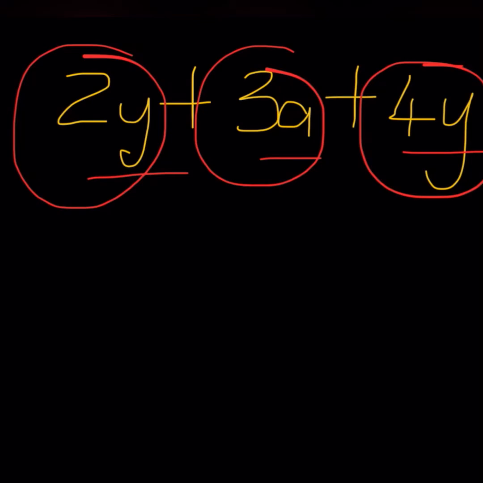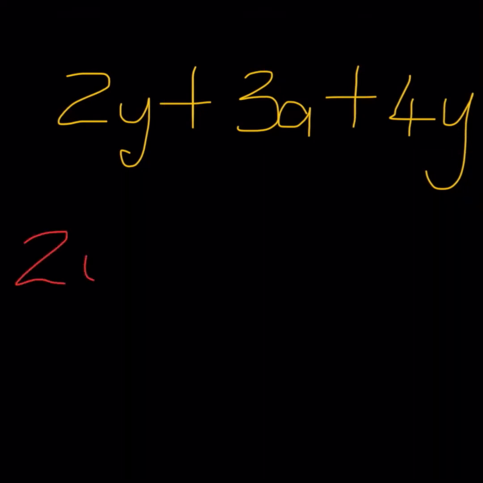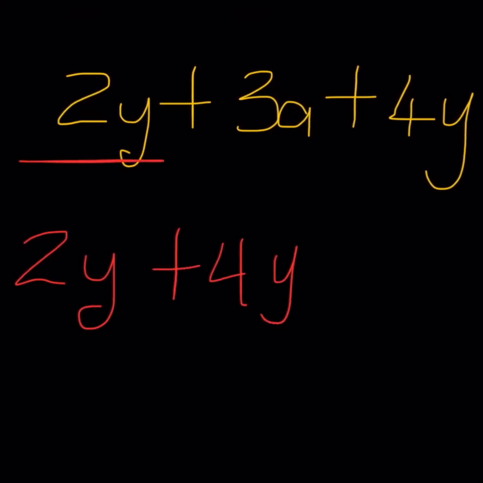So now we can group like terms together. So we have 2y plus 4y. So these two are like terms, plus 3a. Now we can only add like terms with each other. We can only subtract like terms from each other. We can only group like terms. Unlike terms stay by themselves.